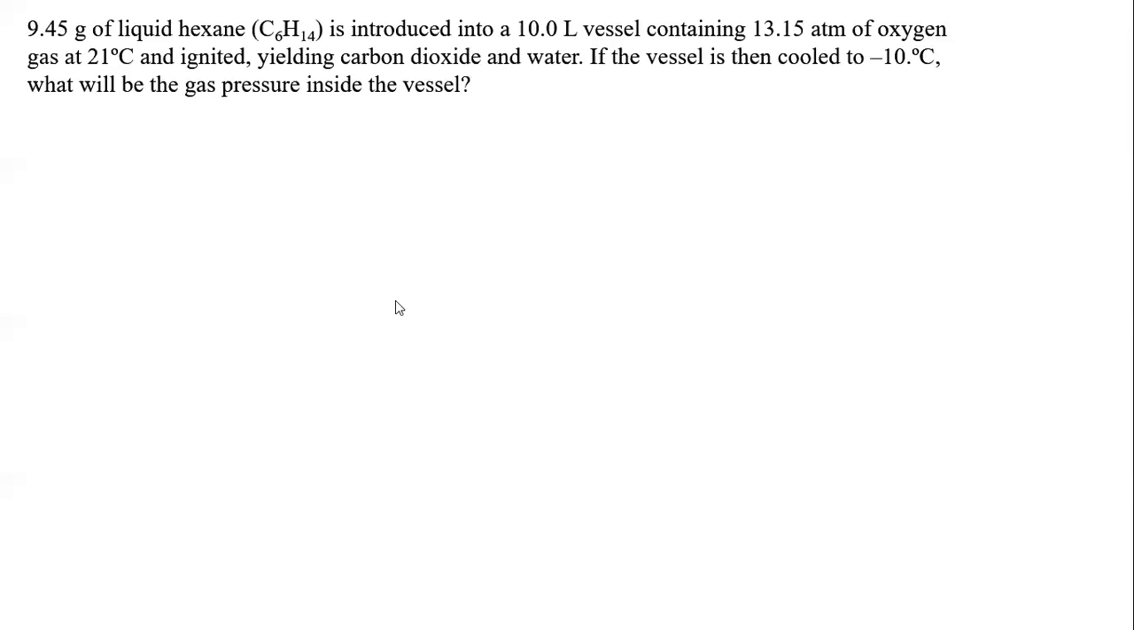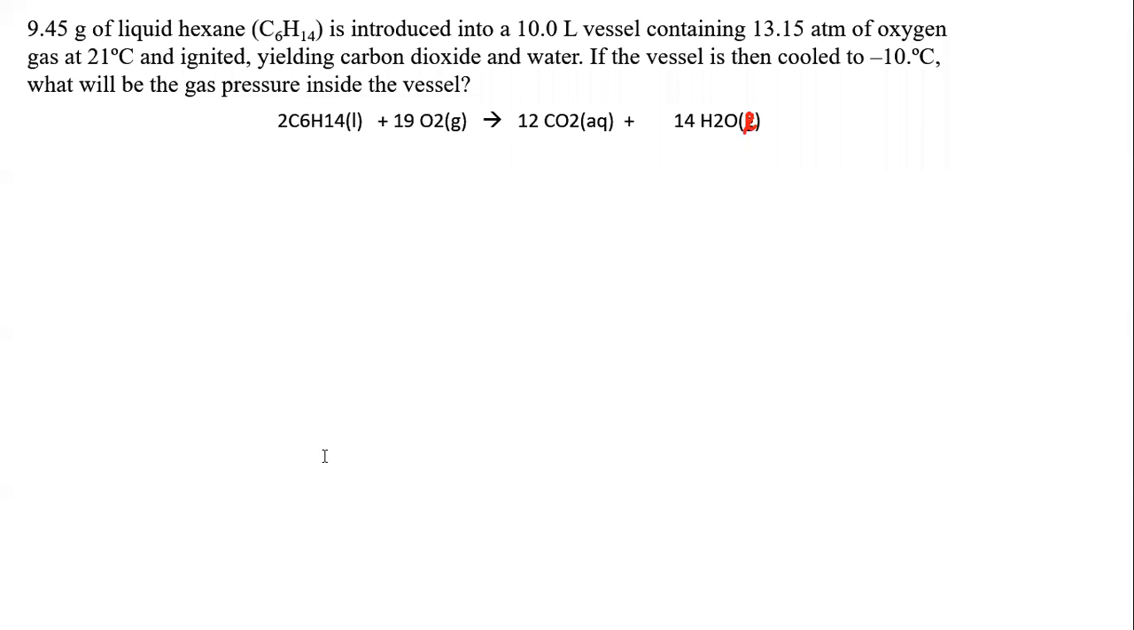So we need a balanced chemical equation. Now, since it said water and not water vapor, this should be a liquid here, because in the problem it said that water was produced. If it said water vapor, then it would have been gaseous. But since it said water, it is a liquid. And so we need to find what the gas pressure inside the vessel will be.